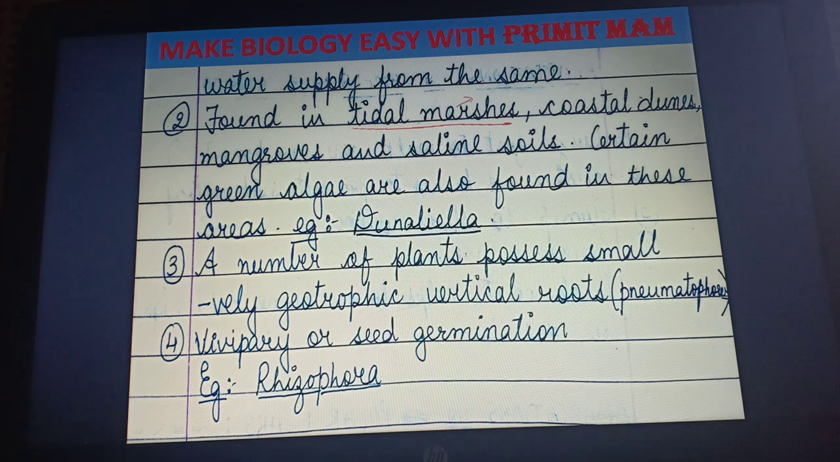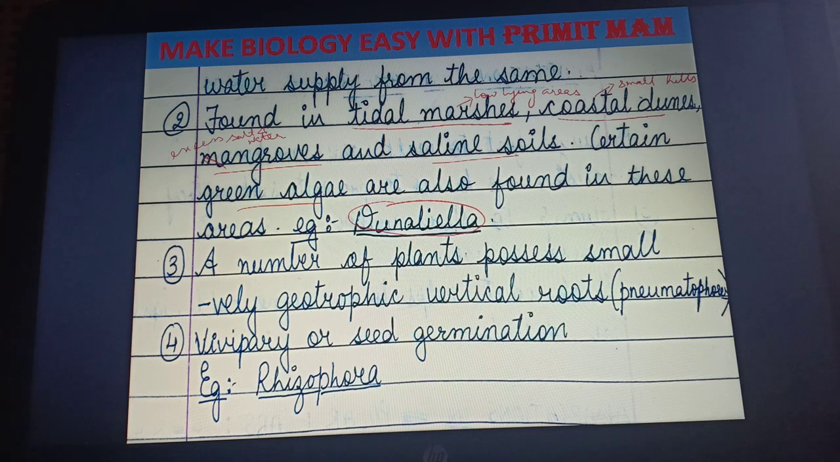Marshes are low-lying areas where the water gets filled up, or water logging takes place. Then coastal dunes; dunes are the small hills present near the coastal areas. Then mangroves. Mangroves are the areas which have excess salt, and along with that excess water. So anaerobic conditions are produced in the mangroves and in the saline soils. Certain green algae are also found in these areas. An example is Dunaliella, a green alga found in saline areas.